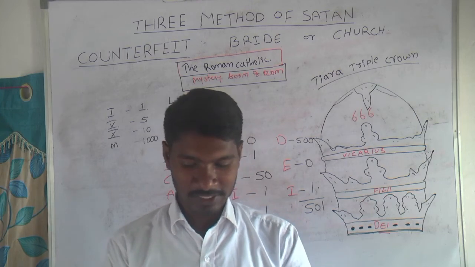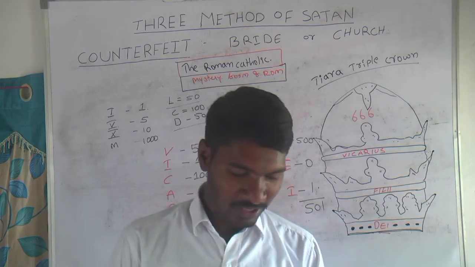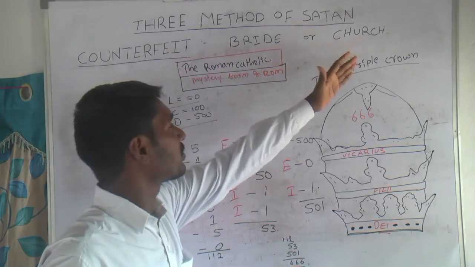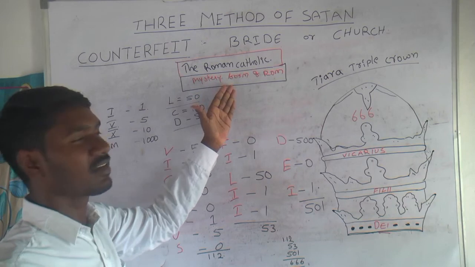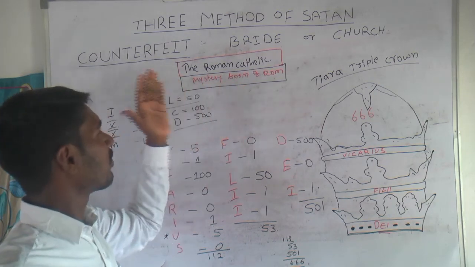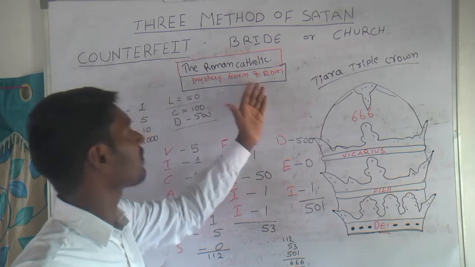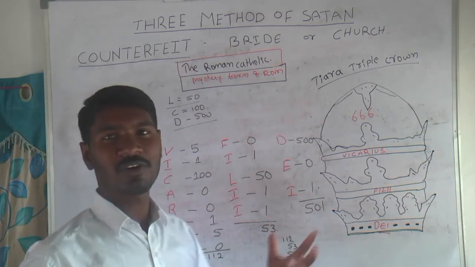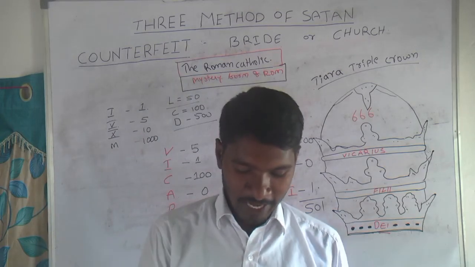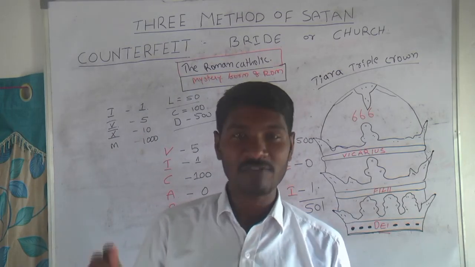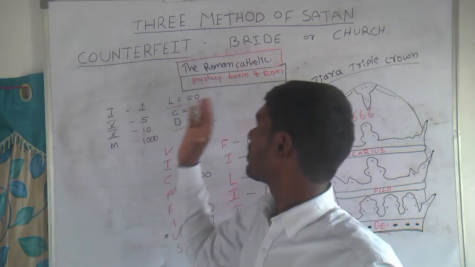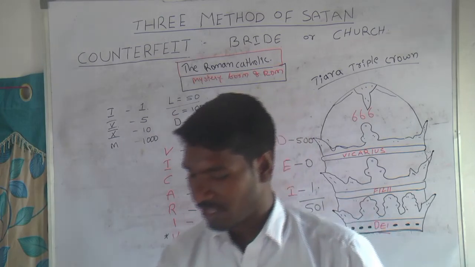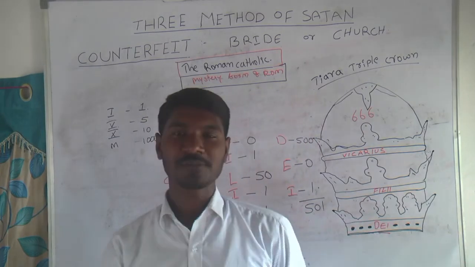So be careful about this, my dear brethren, don't forget. The counterfeit bride or church is Roman Catholic, and the Roman Catholic is the bride of Satan and church of Satan. So don't forget all these things. I think you understand what I'm saying. So thank you so much, and be careful about this, because this Roman Catholic Church hates the King James Version. They hate this book.